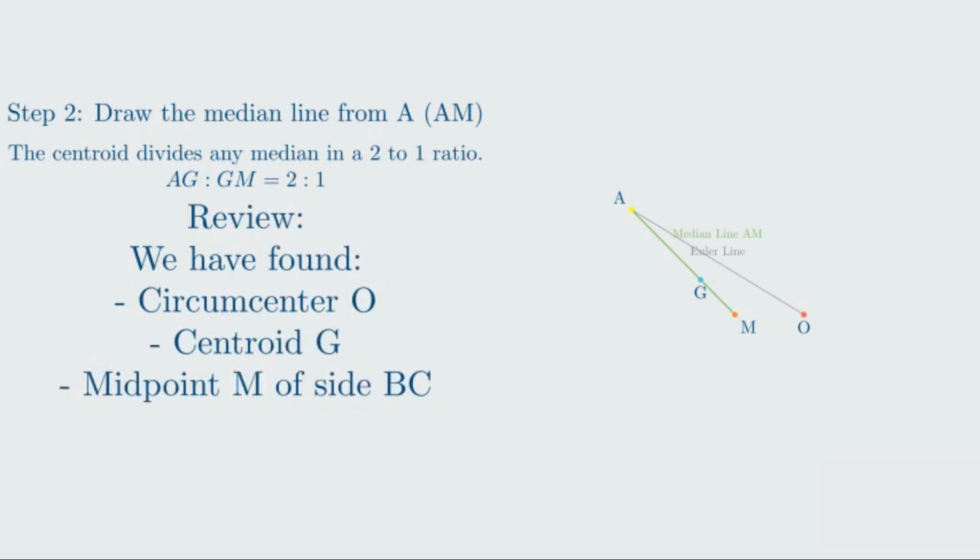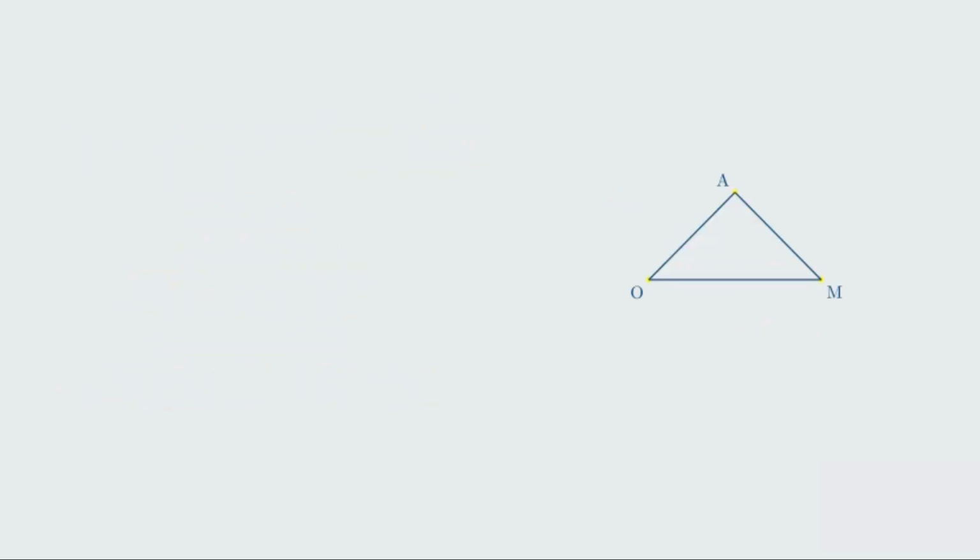Let's review. We have now found 2 crucial points. We found the location of the circumcenter O and the centroid G, and now we've located M, the midpoint of the segment BC, which is one of the sides of our triangle. This is a significant step towards our final solution. We've reached step 3 of our construction. We need to find the other 2 vertices, B and C. We know that the midpoint of BC is the point M we just found. So now our goal is to find vertices B and C.